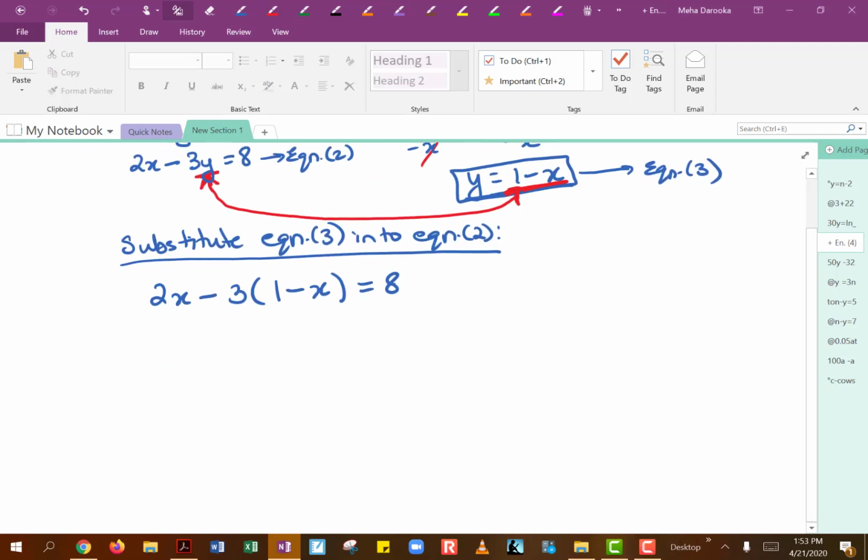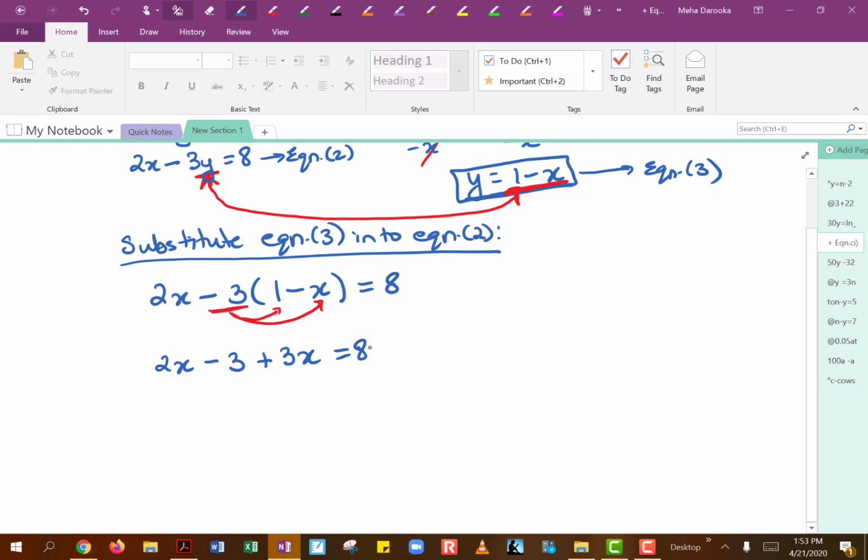Alright, now, once you make that substitution happen, the next thing we will need to do is take this negative 3 in front of the parentheses and distribute it. So that 2x will stay as it is, and then negative 3 times 1 is negative 3. Negative 3 times negative x, so negative times negative will become positive, and of course 3 times x is 3x, equals 8.